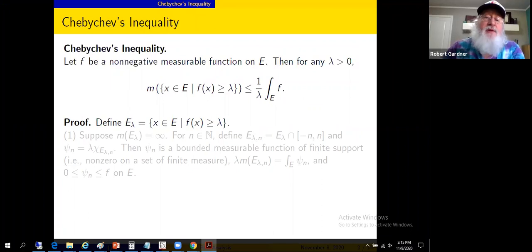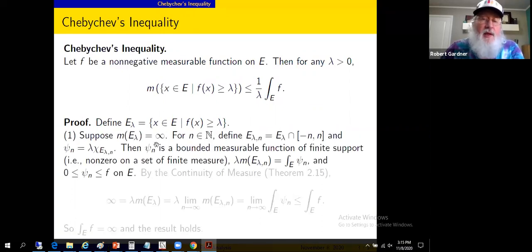Define E sub lambda to be these sets here. That is a set of x values where f of x is greater than or equal to lambda. And we're going to have to consider a couple of cases. Suppose the measure of that set is infinite. Then we'll need to show the integral is infinite. All right, for n a natural number, define E sub lambda comma n to be E sub lambda intersect negative n to n. That's a set of finite measure. These E sub lambda comma n's are sets of finite measure.